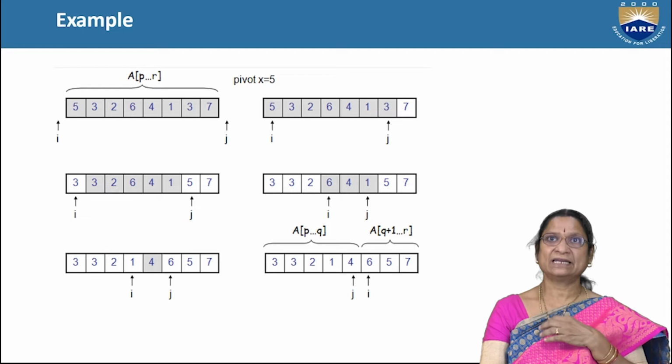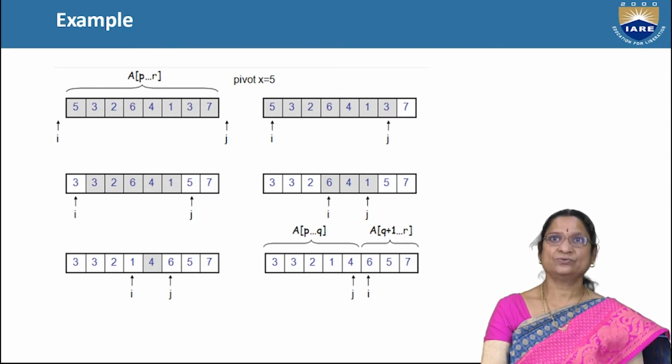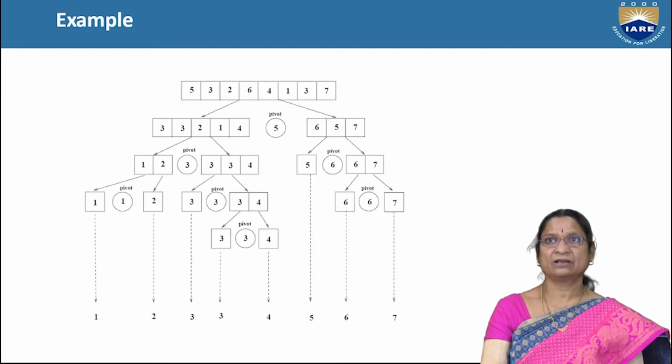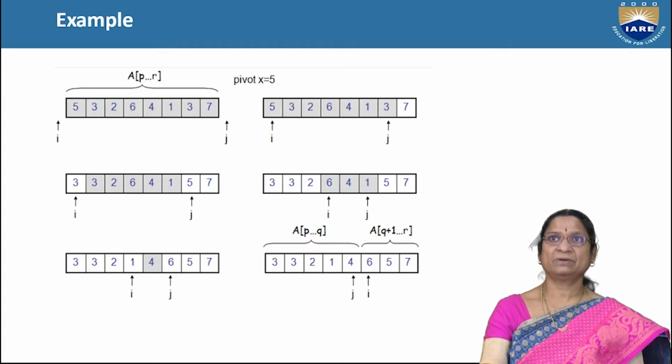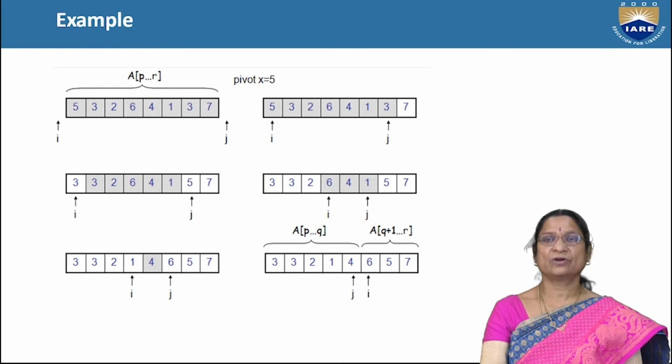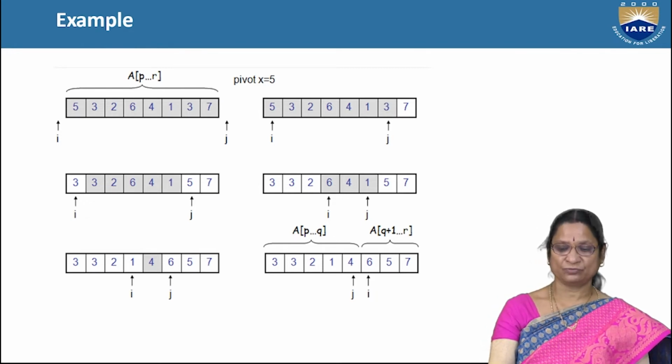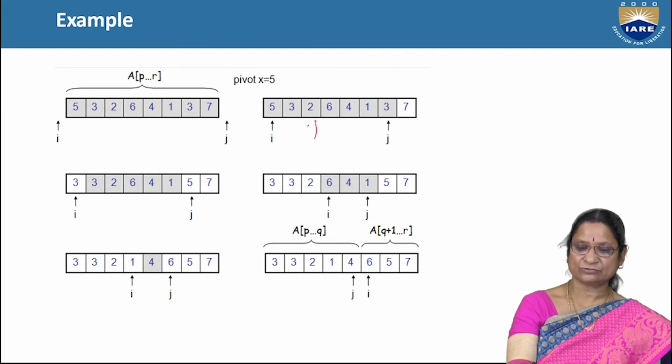So we'll take another example: 5, 3, 2, 6, 5, 4, 1, 3, 7. Take a constant pivot element. When we are considering the pivot element 5, it is going to be placed in its correct position. X is equal to 5 means all elements which are lesser than or equal to 5, up to 2, this is going to be continued.